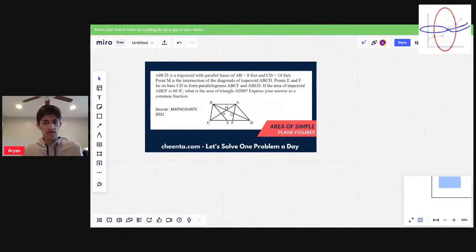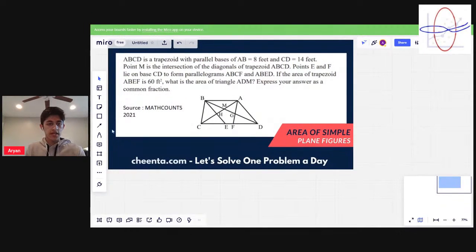Today we're going to be looking at the following MathCounts problem that tests our knowledge of areas of simple plane figures. And as always, let's start with a read. ABCD is a trapezoid with parallel bases of AB equal to 8 and CD equal to 14. Let's just draw that in right away.